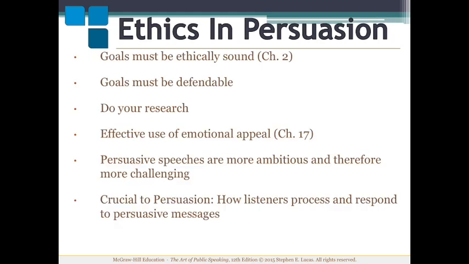All right, so let's talk a bit about ethics and persuasion. This is in Chapter 2. Goals must be ethically sound. So make sure that you're positioning something that is ethically sound, okay? And I'm not going to read into this too much here, but goals must be defendable, and you've got to do your research.